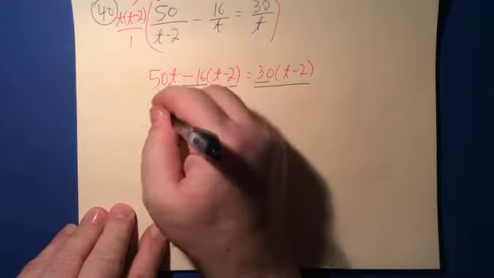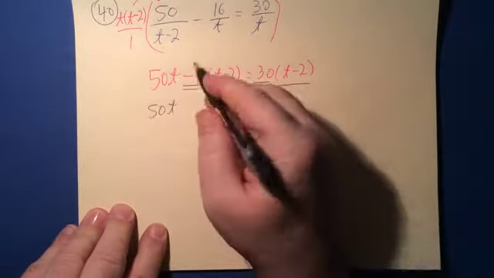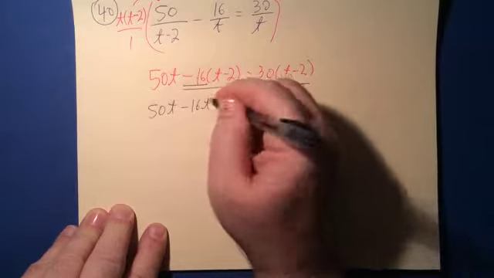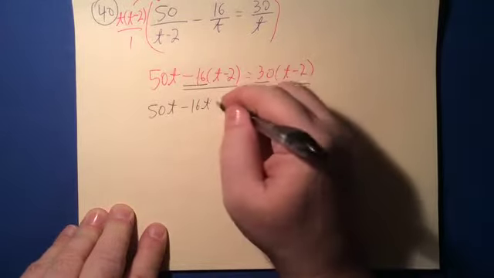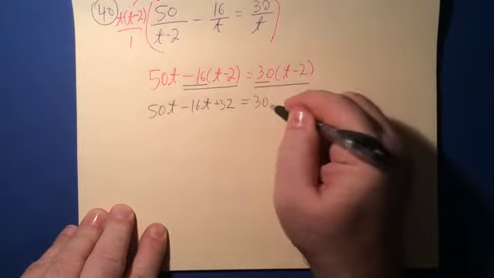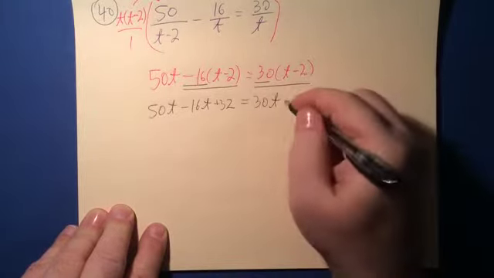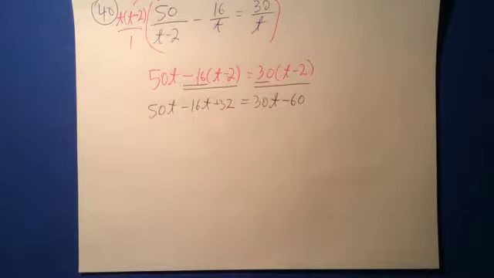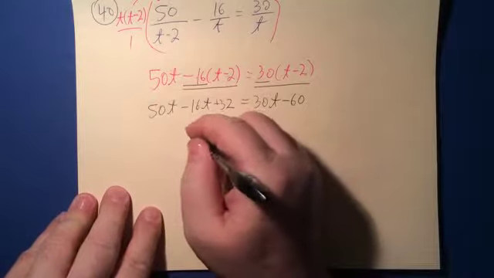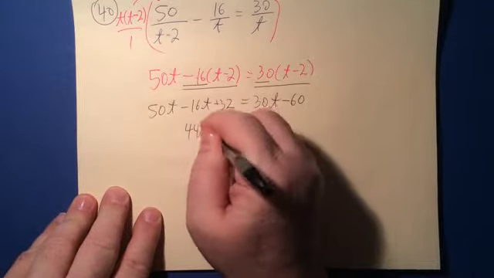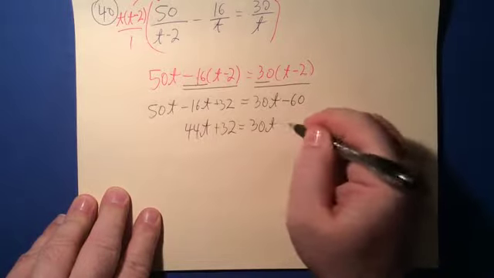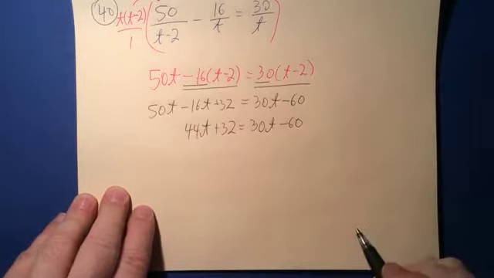By doing that, we're going to get 50t. Let's see. Negative 16 times t is negative 16t. Negative 16 times negative 2 is plus 32. 30 times t is 30t. 30 times negative 2 is negative 60. So let's see if we can clean up on both sides. 50 minus 16, that's going to be 44t plus 32 equals 30t minus 60.